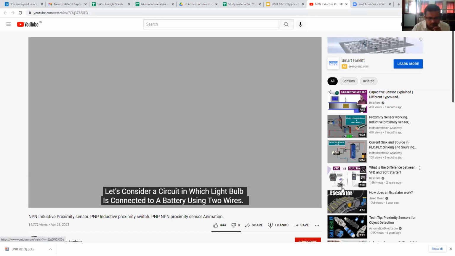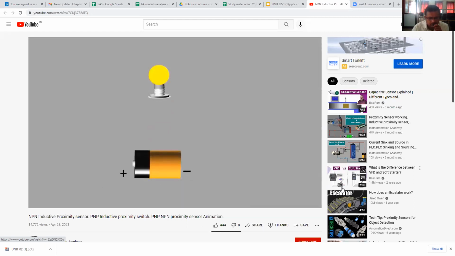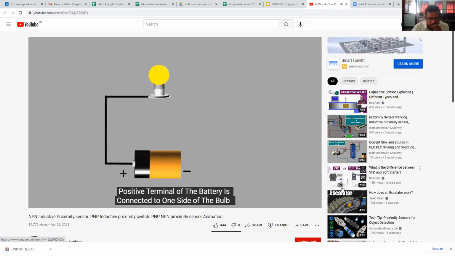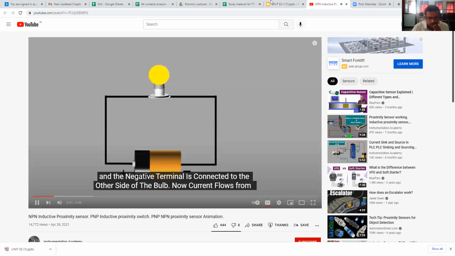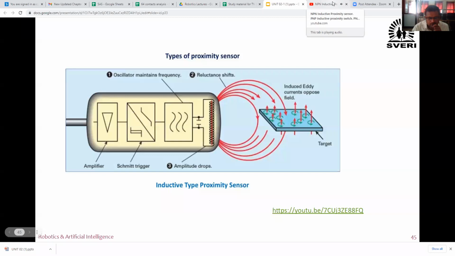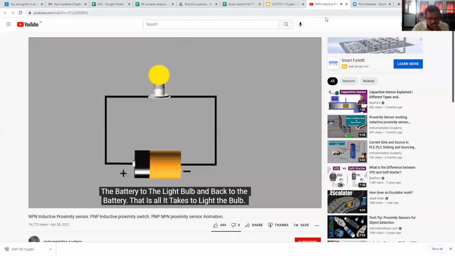Let's consider a circuit in which a light bulb is connected to a battery using two wires. Positive terminal of the battery is connected to one side of the bulb and the negative terminal is connected to the other side of the bulb. Now current flows from the battery through the light bulb and back to the battery. That is all it takes to light the bulb.